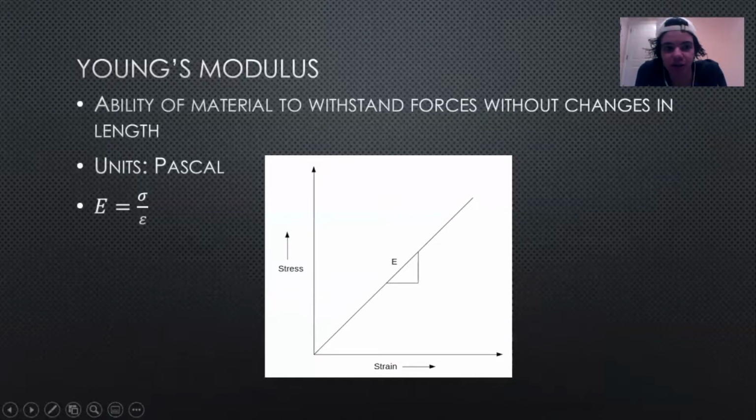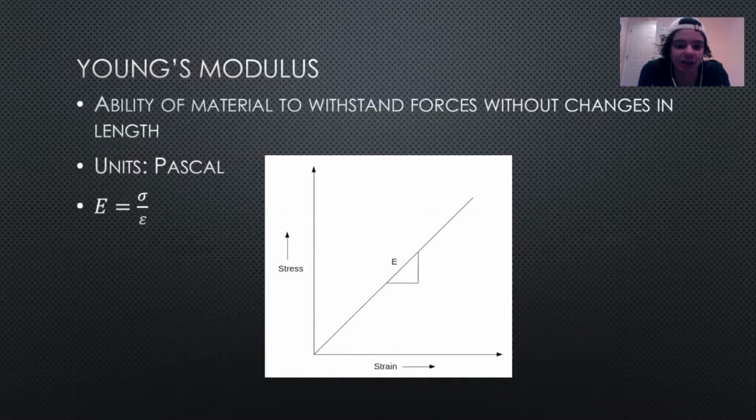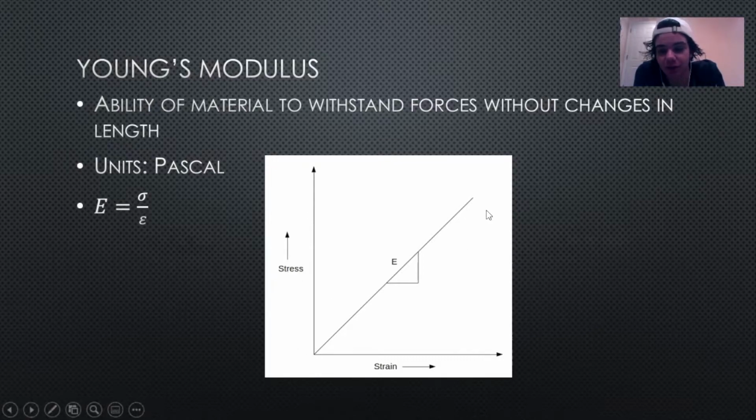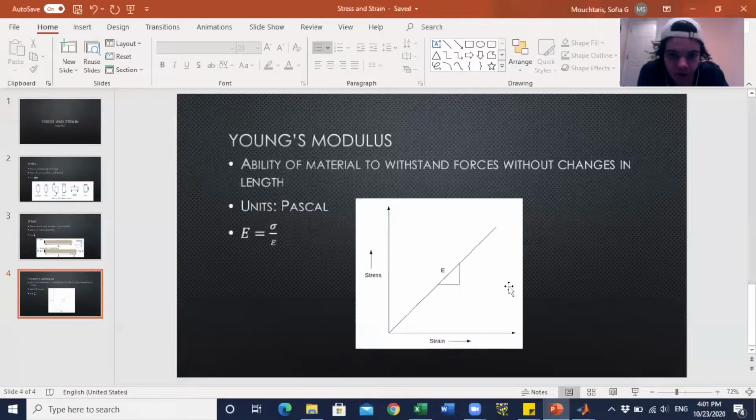Okay. Young's modulus is the ability of a material to withstand forces without changes in length. So it's basically asking how much force causes how much change in length. Naturally, the unit is also going to be Pascal. Your Young's modulus is going to be E, because it's also called the elastic modulus, and that's equal to stress over strain. So when you plot your stress versus your strain, it's going to be the slope of the line that you find. So we're going to look at some data now.